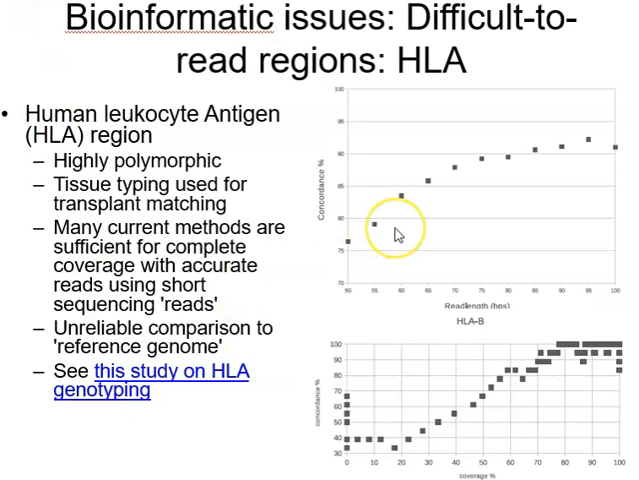And this is nicely summarised here in terms of the difficult to read regions. The HLA region, highly repetitive, highly polymorphic. It's used for tissue typing and transplant matching. And when this is done clinically, it's done using a targeted sequencing approach rather than whole genome sequencing, so targeting specific regions and genotyping specific regions.